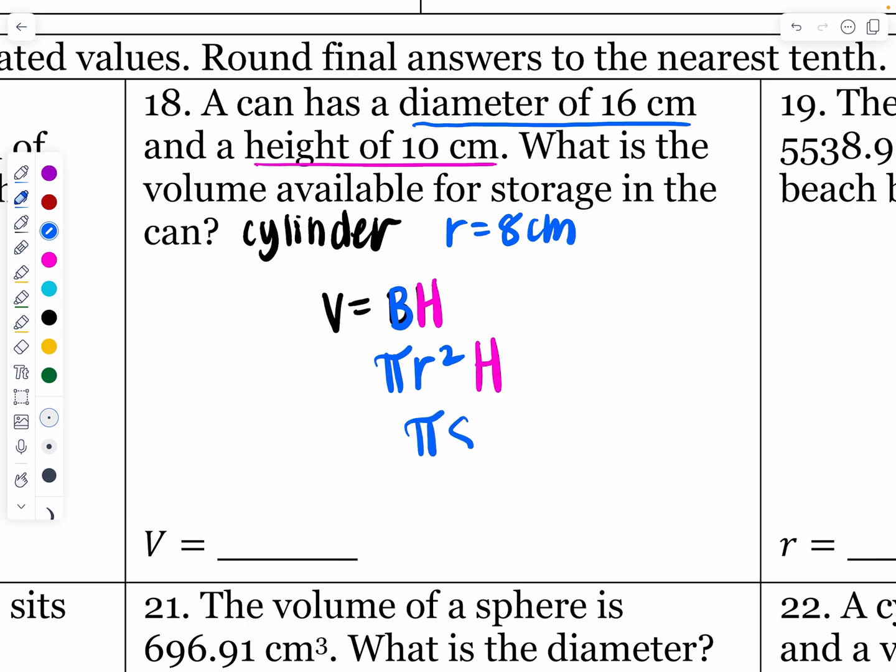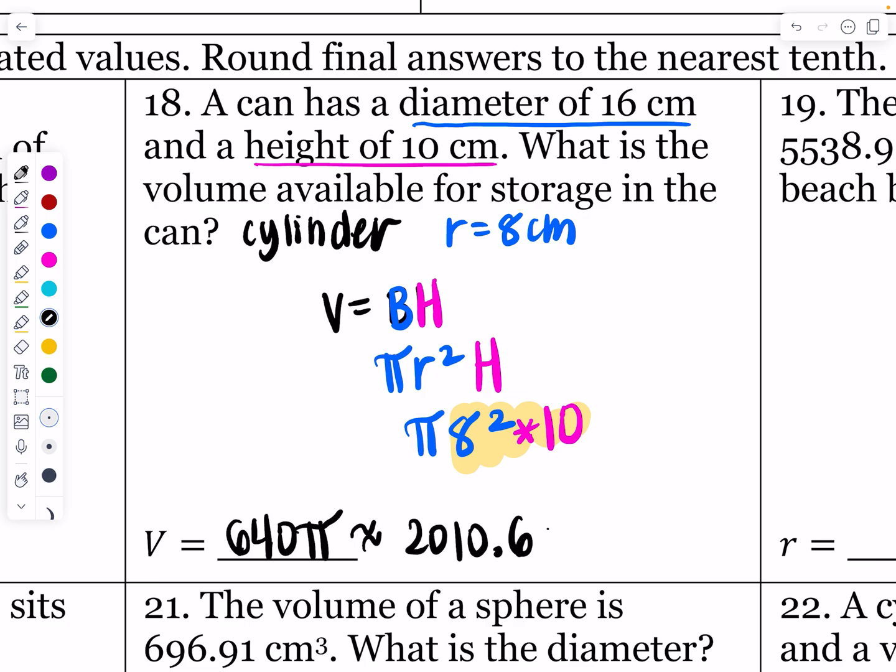That's going to be pi times 8 squared times my height, and my height is 10. And so that's going to be 8 squared times 10. 8 squared times 10 gives me 640 pi. But it does say to actually round out this volume to the nearest tenth. So I'm going to multiply that times pi, and that's going to give me about 2010.6 centimeters cubed of volume.